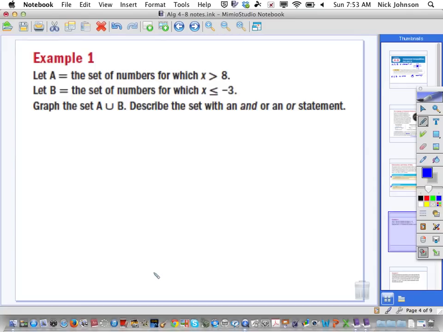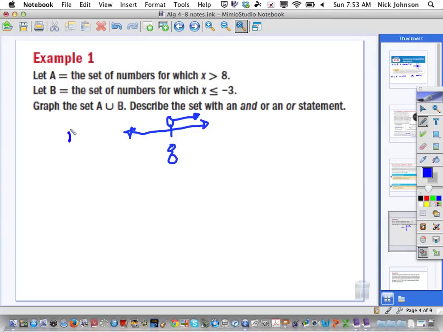Example 1 says, let A equal the set of numbers for which X is greater than 8. So let's just graph that on a number line. X is greater than 8. So we have 8, we have an open circle, and we're graphing everything that is going that way because it's greater than, to the right.